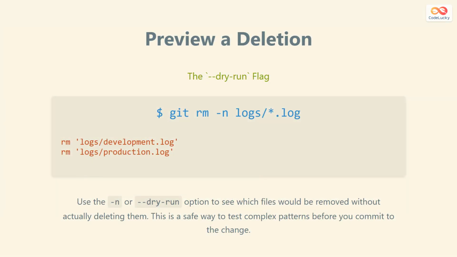If you're about to remove a lot of files with a pattern and want to be extra careful, you can do a dry run. Using the -n or --dry-run flag will show you a list of all the files that would be deleted without actually deleting anything. This lets you double-check your command and prevent costly mistakes.